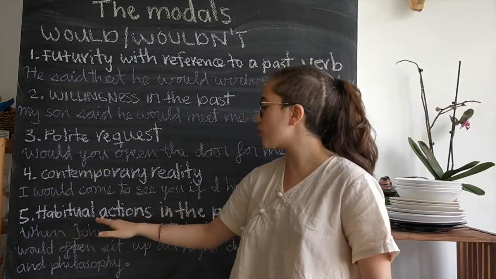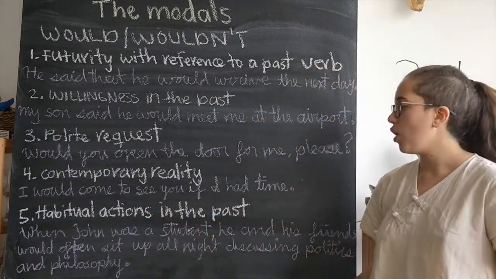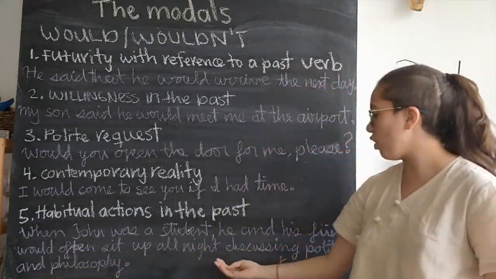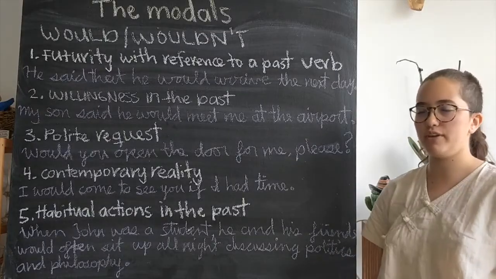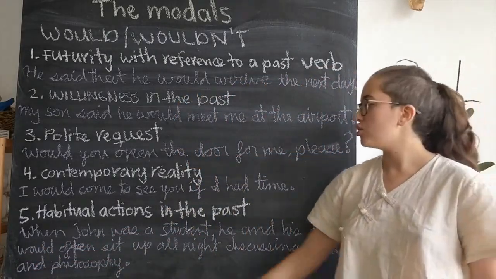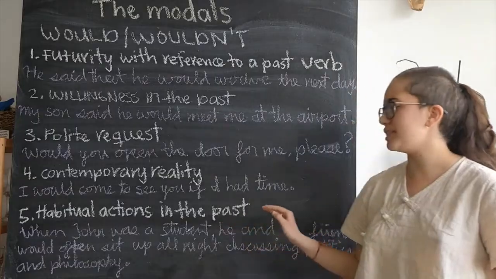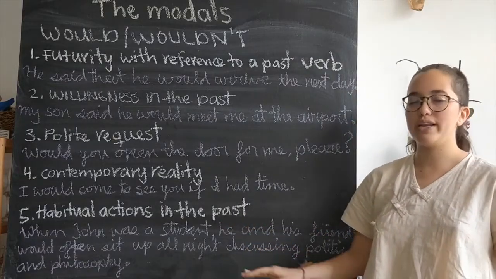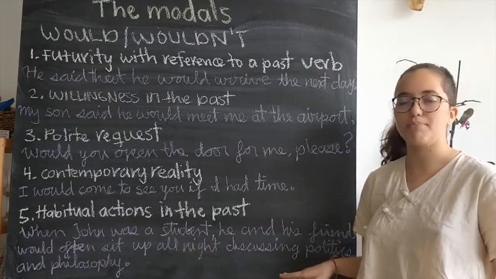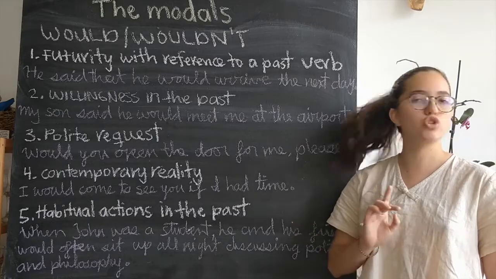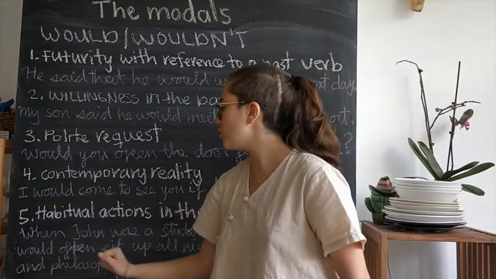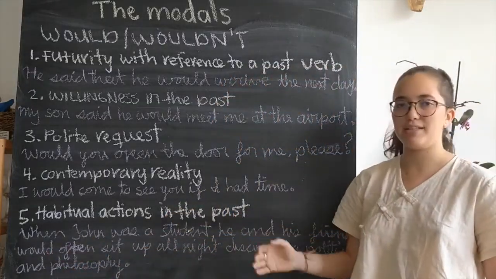Lastly, it can express habitual actions in the past. When John was a student, he and his friends would often sit up all night discussing politics and philosophy. Here you see that would is used to talk about John's habitual actions in the past. So John, when he was a student, used to stay up all night discussing politics and philosophy. But now that he is no longer a student, he does not do this habitual action. So would is used to describe habitual actions in the past.